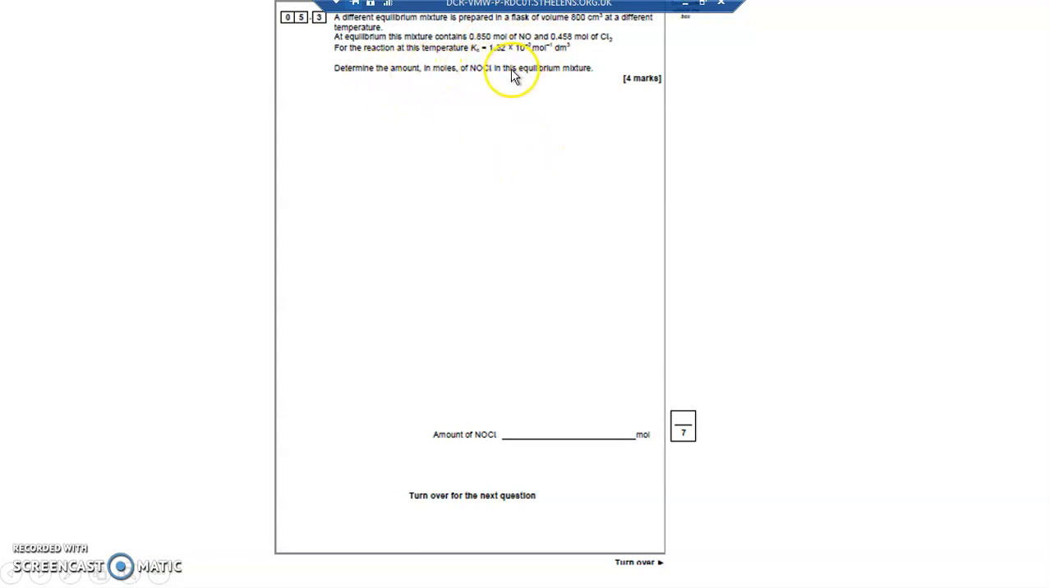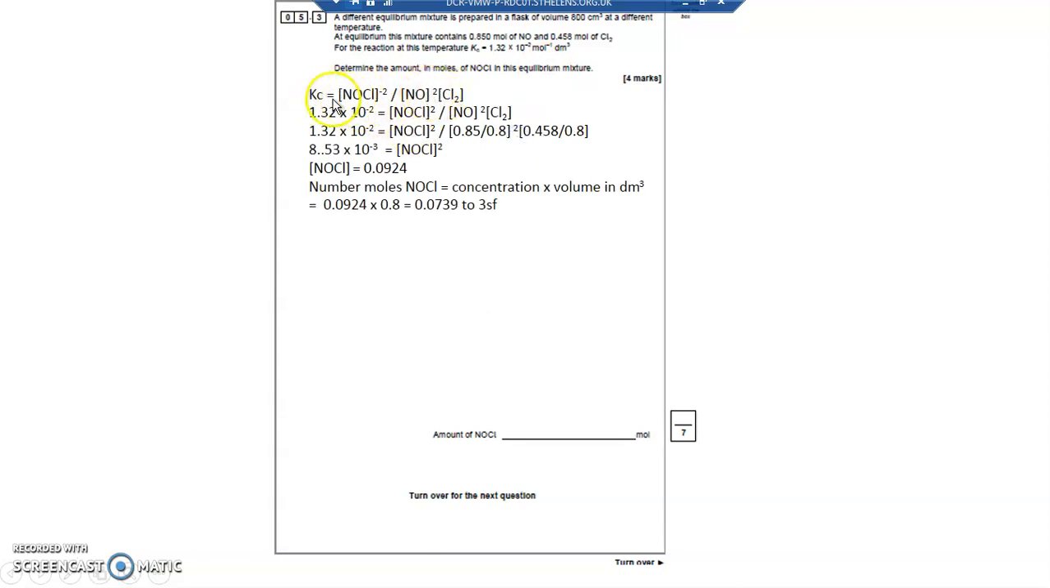Determine the amount of moles of NOCl in this equilibrium mixture. So my expression is still the same for my equilibrium constant, but the equilibrium constant has changed to 1.32 times 10 to the minus 2. It still equals [NOCl] squared divided by [NO] squared times the concentration of Cl2. What have I been given? It contains 0.85 moles. So concentration is moles divided by volume, 0.85 divided by a volume. Volume is in decimetre cubed because concentration is moles divided by volume in decimetre cubed. So to turn centimetre cubed up into decimetre cubed, a larger unit value, I divide by 1000, 0.8. So NO's concentration is 0.85 divided by 0.8, still to the power 2 here for my expression, and this one 0.458 moles of Cl2 divided by 0.8 again, so concentration is number of moles divided by volume, and they're in the same flask, so 0.8 is my volume.